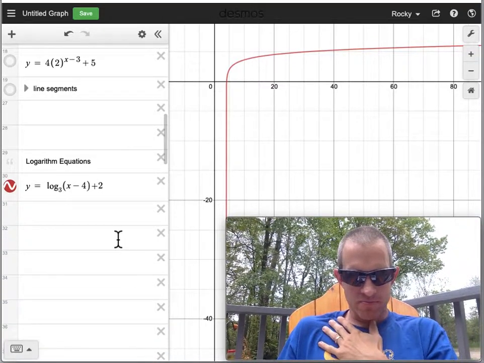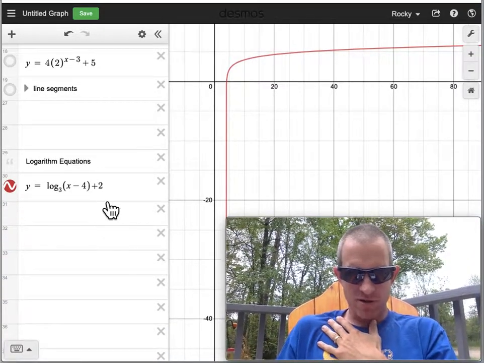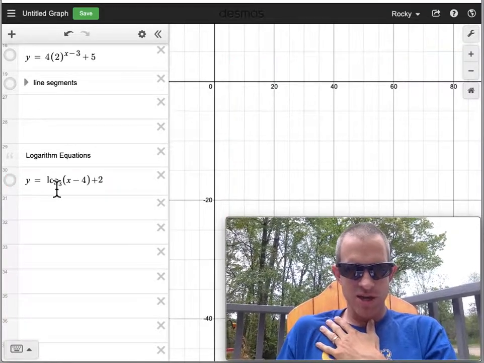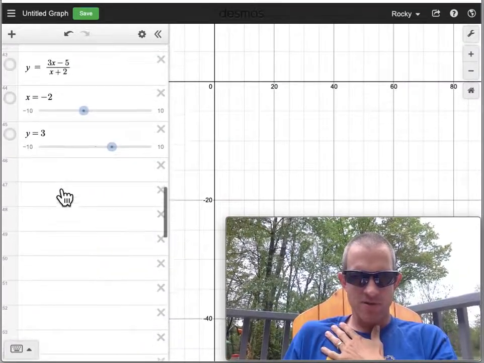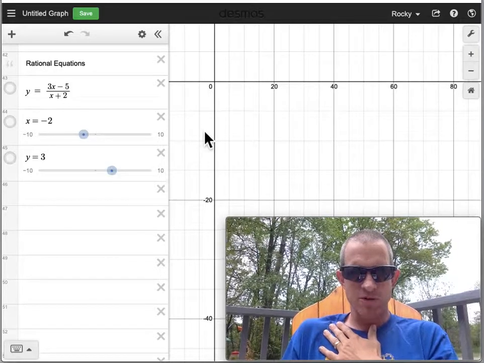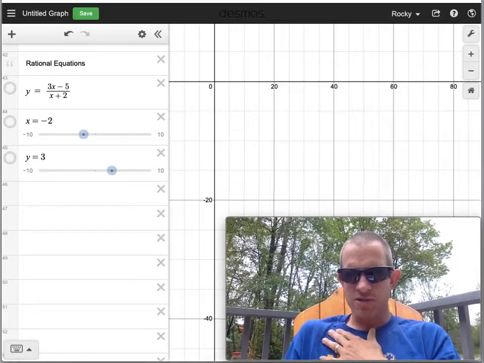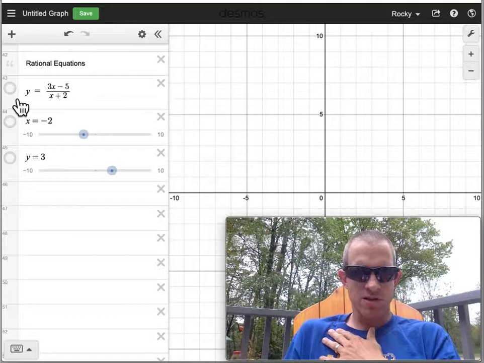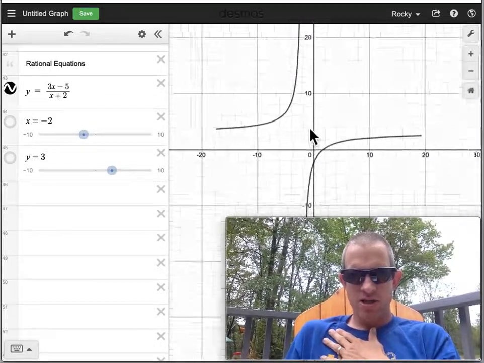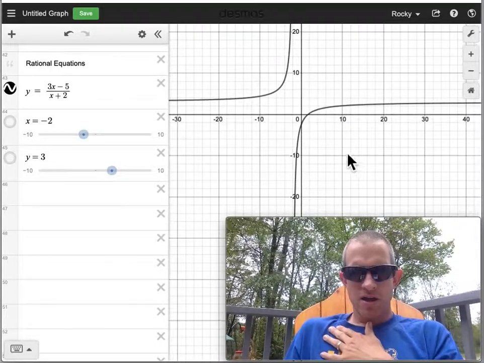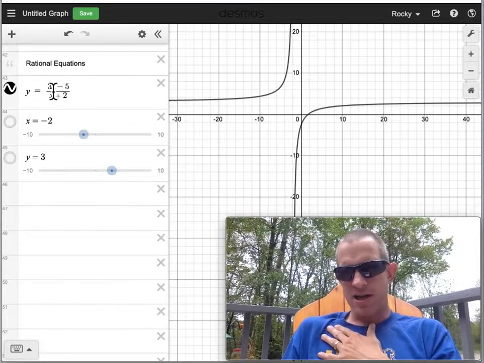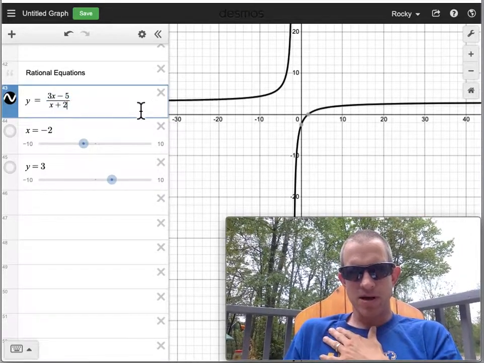Okay. I think I was basically done with logarithms. So let's move on to a new type of graph. The next thing we learned, in chapter 9, was rational equations. Rational equations are various sorts of curves. They can come in a lot of different flavors depending on how complicated the top and the bottom are.